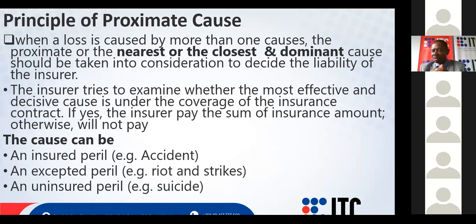For instance, somebody deciding to commit suicide. If somebody decides to end his own life, then the insurance company cannot come into play. So the insurance company will look out for proximate cause to determine whether the loss is payable or not payable. It can be the eventual cause that is insured, but what drove attention to this loss is not insurable. Then the loss won't be paid.